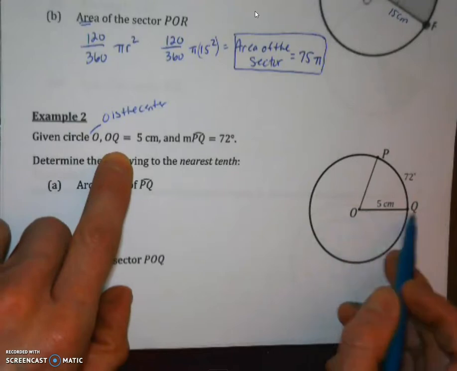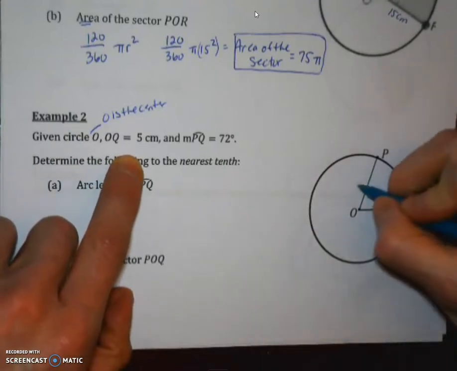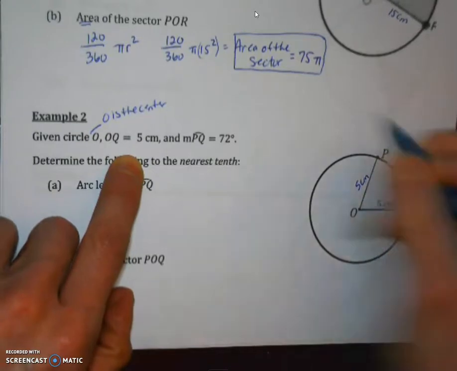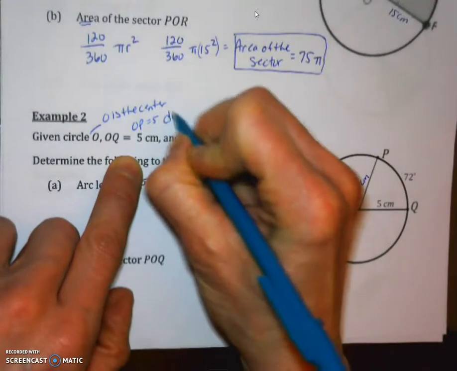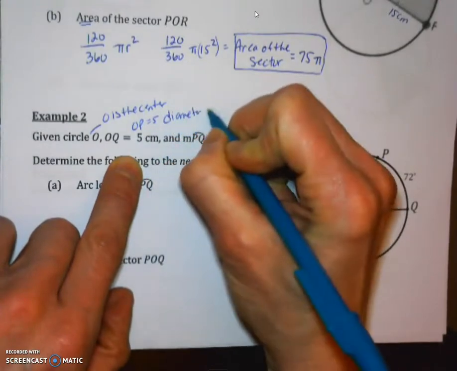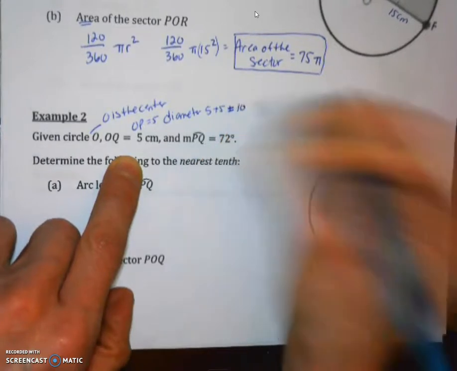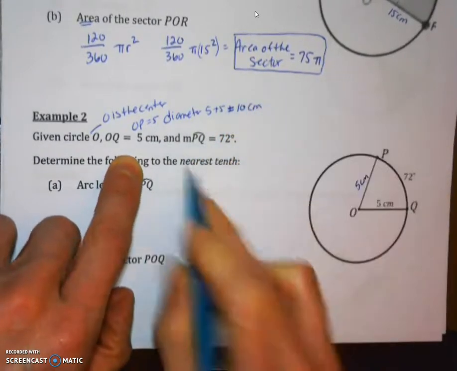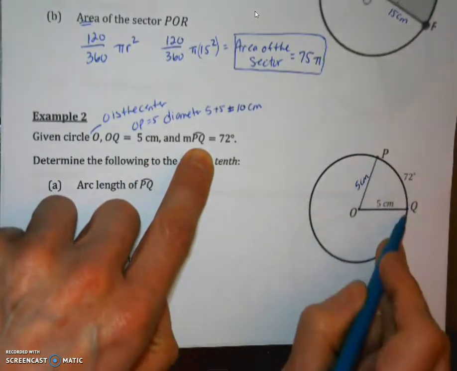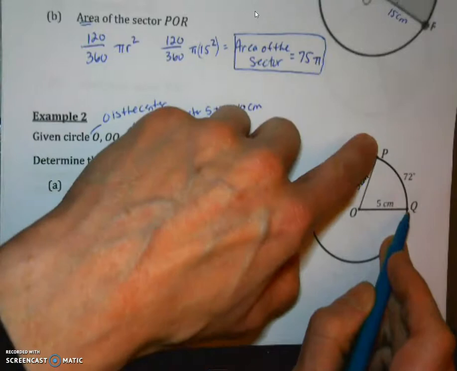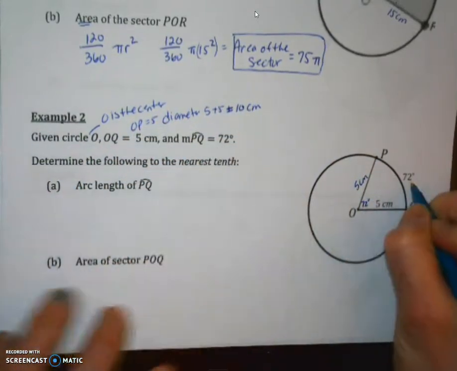So when they tell you OQ is 5 centimeters, then all the radii of that circle are also 5 centimeters. So OP is also 5 centimeters. And also, while we're here, let's talk about the diameter. The diameter is going to be 2 radii added together. So the diameter will be 10 centimeters. And arc PQ is 72. Well, if arc PQ is 72 degrees, then lead that back to the angle, which happens to be a central angle. The central angle is equal to the intercepted arc.